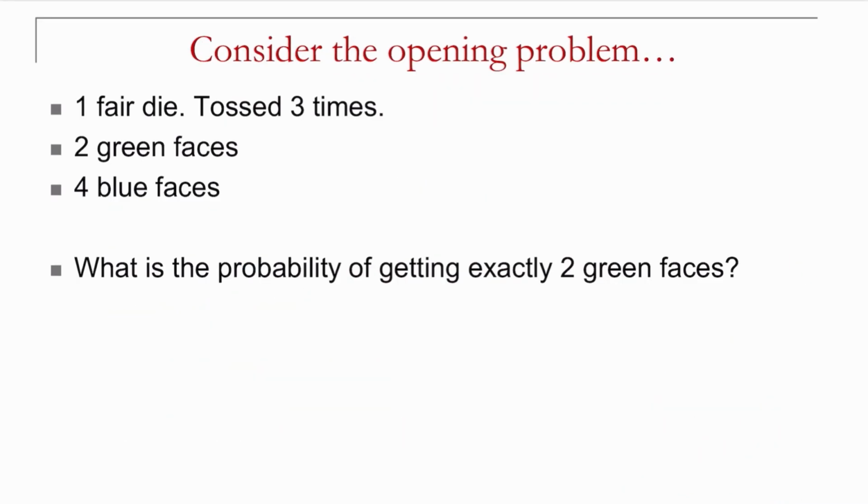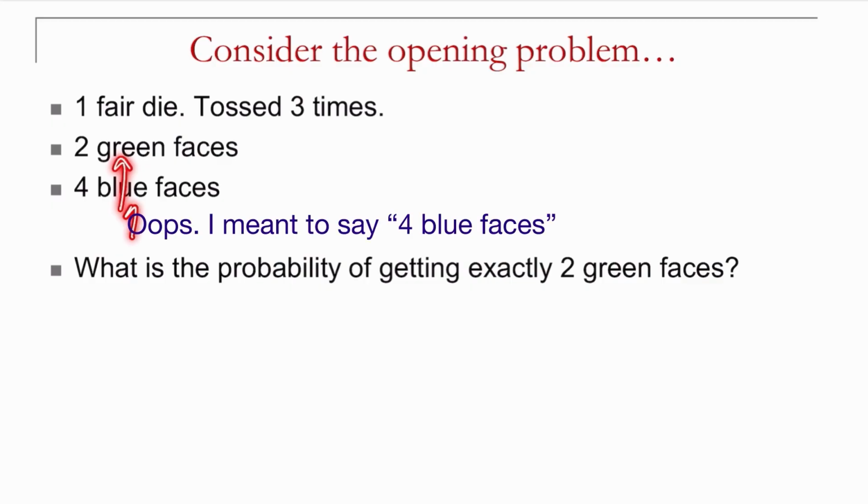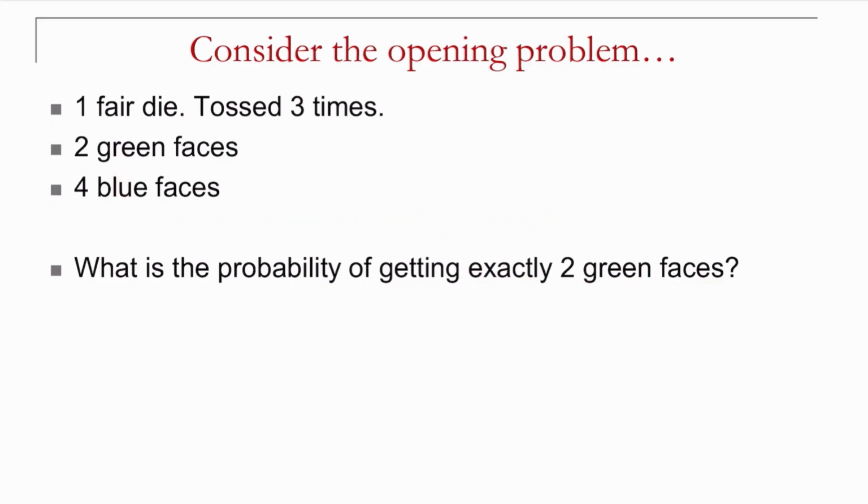So if we go back to the opening problem, we had 1 fair die, we tossed it 3 times, we have 2 green faces and 2 blue faces. The probability of getting exactly 2 green faces. So we're going to have n is 3, that's your number of trials. Your number of successes, k, is going to be 2 because you want exactly 2 green faces. So n minus k, of course, is going to be 1. The probability of success, since we want 2 green faces, that's going to be 2 out of 6 because there are only 2 green faces.